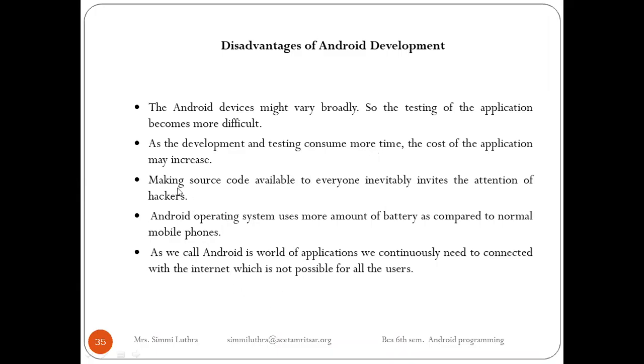Next disadvantage is making source code available to everyone inevitably invites the attention of hackers because Android is open source, so its code is available to everyone, so it invites the attention of hackers also. So this is the main disadvantage of Android development. Okay. Next is Android operating system uses more amount of battery as compared to normal mobile phones. Clear? This is also the major disadvantage of Android, that battery consumption is more in Android mobile phone as compared to normal mobile phones.